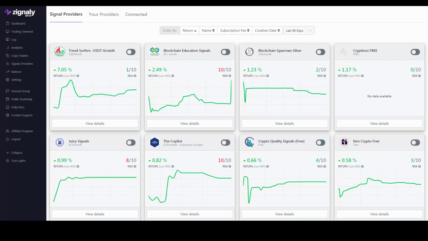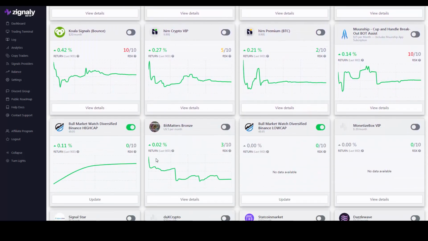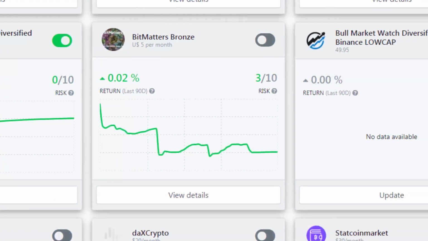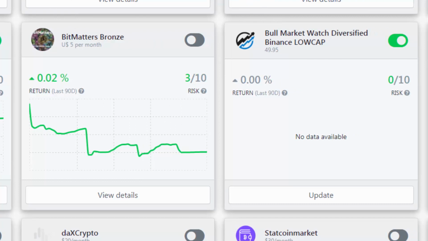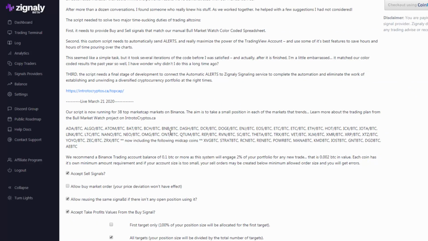I want to do a quick video about our new signal providers over on Zignaly. You scroll down a little bit here, you can find the Bull Market Watch Diversified High Cap, and we also have the Bull Market Watch Diversified Low Cap as a separate portfolio, and here it is. They're both active and running right now, and I'll take a look at the high cap portfolio.